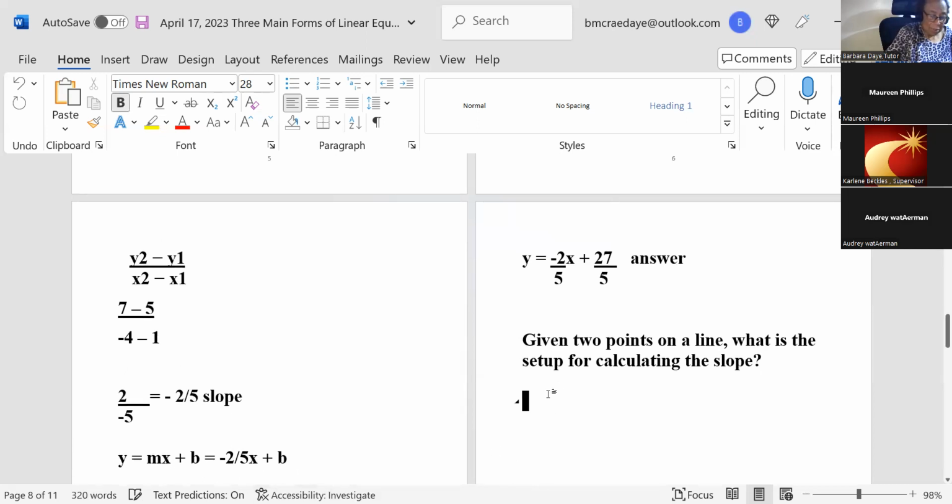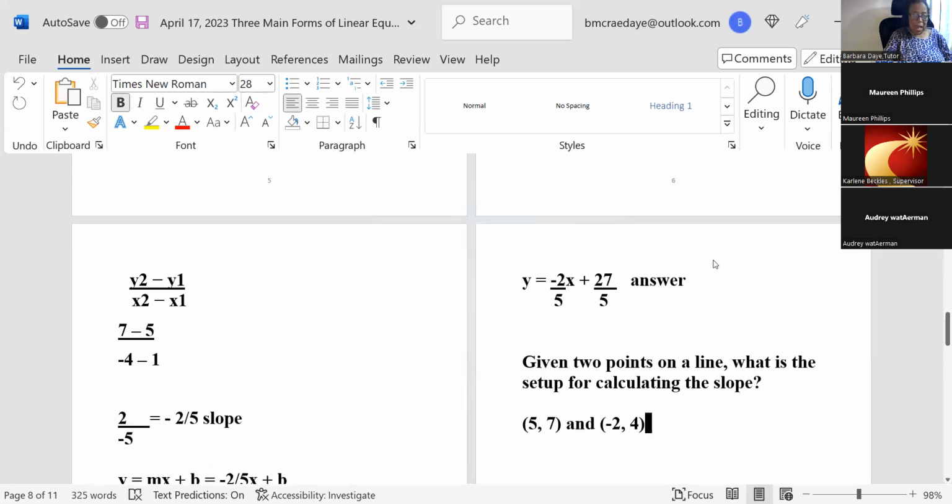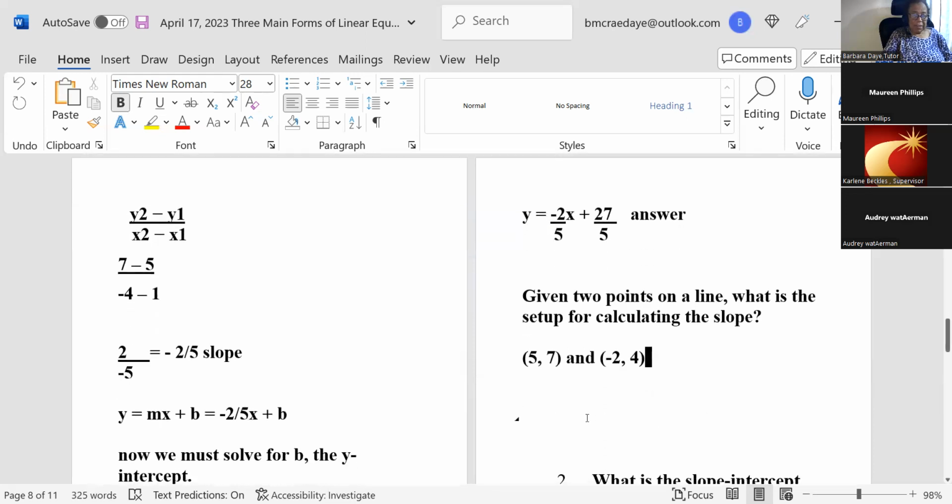Okay, let's put here. I'm giving you (5, 7) and (-2, 4). Okay, now all I want you to do is give me the setup. Now remember, the setup would be the difference in the y over the difference in x.